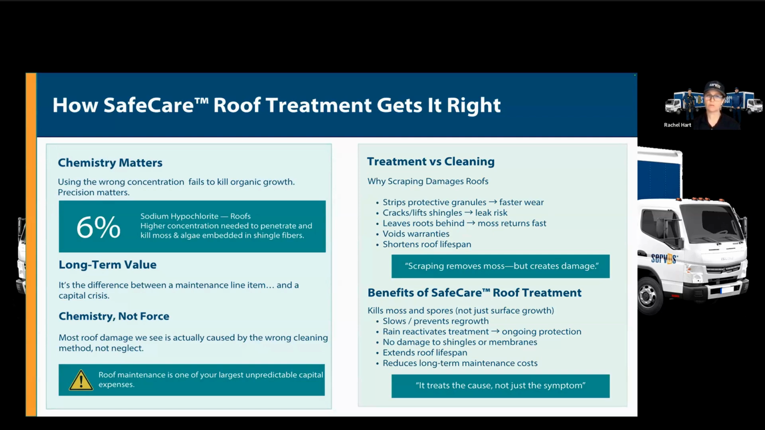Long term, you're not scraping away at the roofs and continually doing this year after year, causing more damage and more damage.